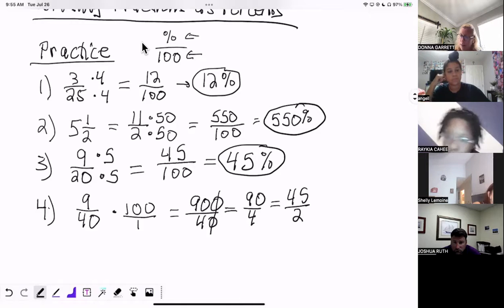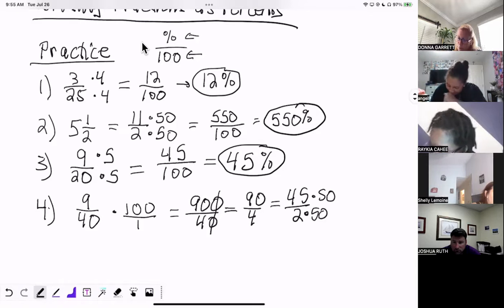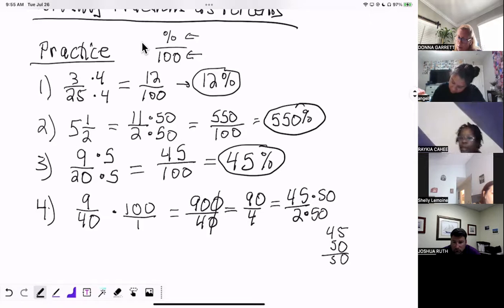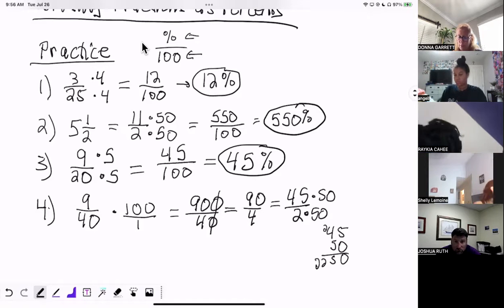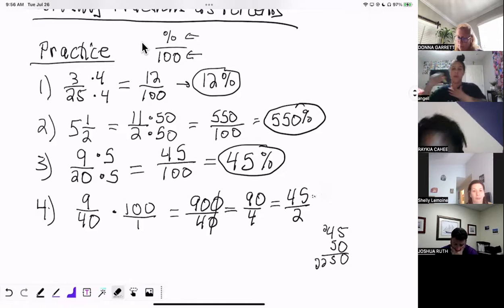And then I divide it in half. Can I do this? Hold on. Times 50. What's 45 times 50? Hold on. 45 times 50. Yeah, good. Oh, no, that's not right. Hold on, that's not right. Don't do that.